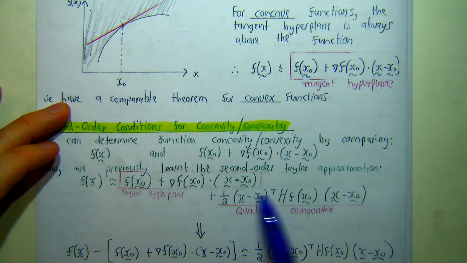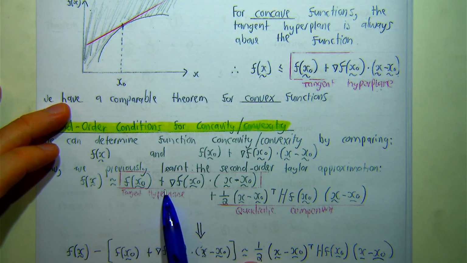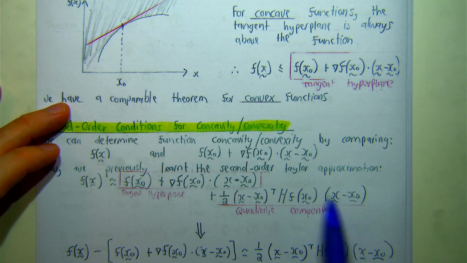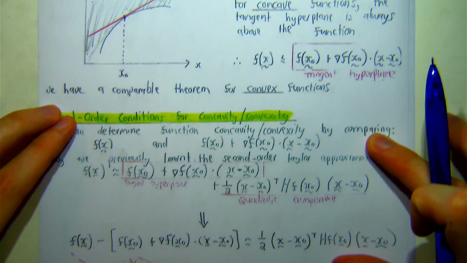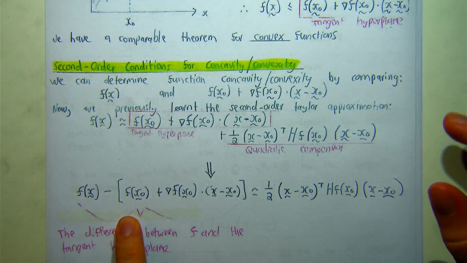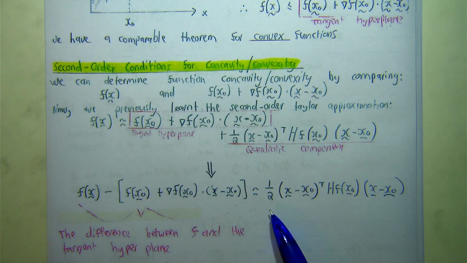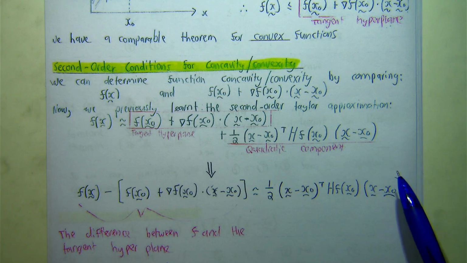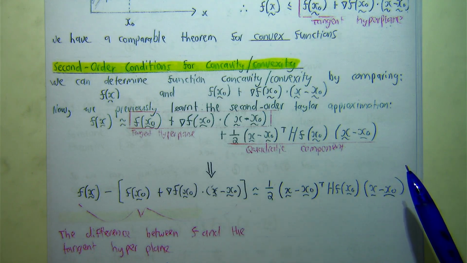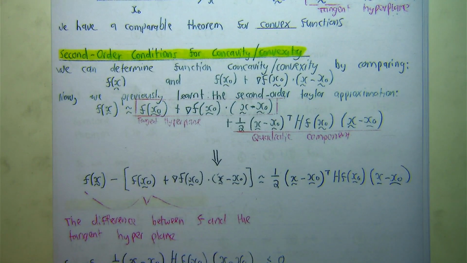Okay, and the theorem we're looking at above is relating f(x) to the tangent hyperplane. So we just have this extra part here, the quadratic component that is going on right now. And if we do some rearranging, we get f(x) minus the tangent hyperplane is approximately equal to this quadratic component of the Taylor approximation.